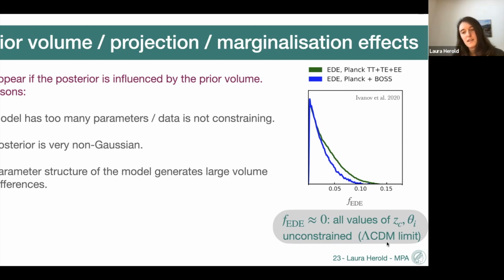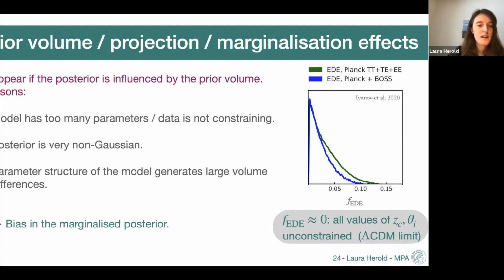So if an MCMC chain explores the parameter space around f_EDE of 0, essentially a huge parameter space opens, lambda CDM with two extra dimensions, and the chain can spend a long time exploring those two extra dimensions because they have a large volume. And this can lead to a bias in the marginalized posterior. So there's no problem in the full n-dimensional posterior. It's only if one integrates out those two unconstrained parameters that it can lead to a bias in the f_EDE parameter, so a bias towards f_EDE of 0.